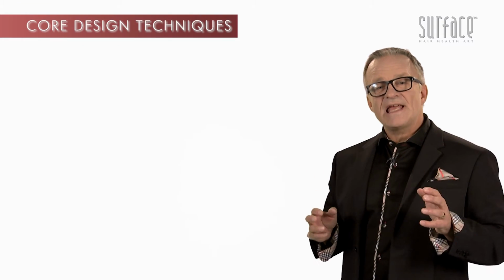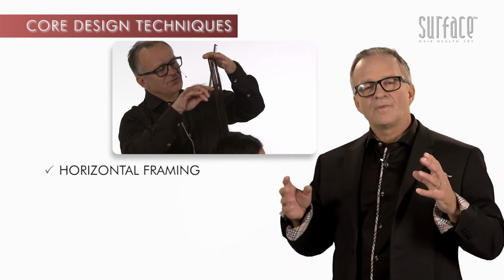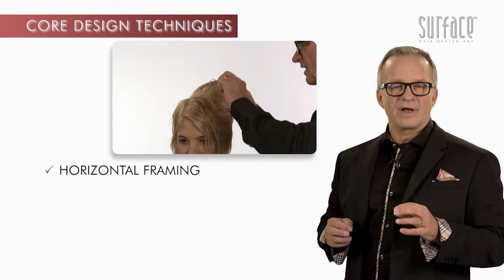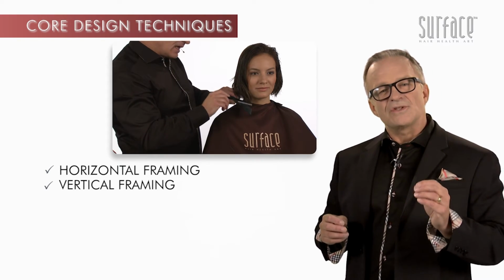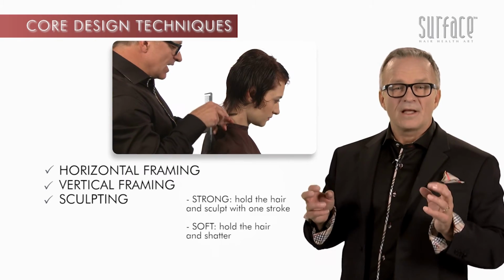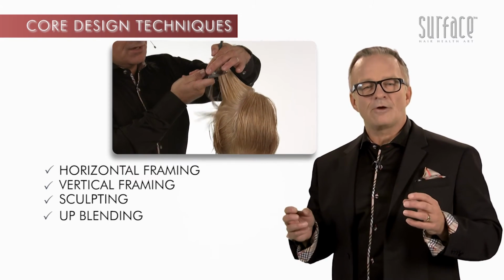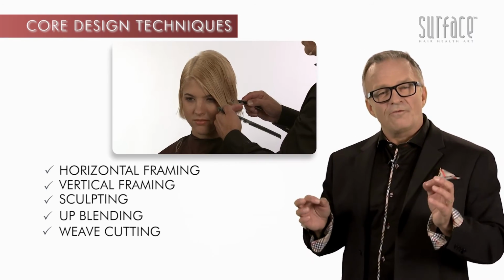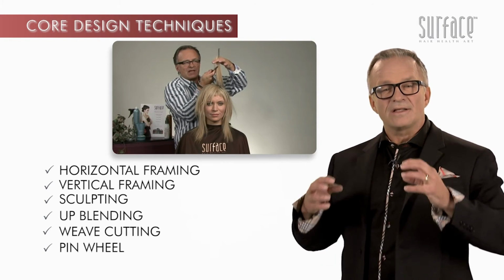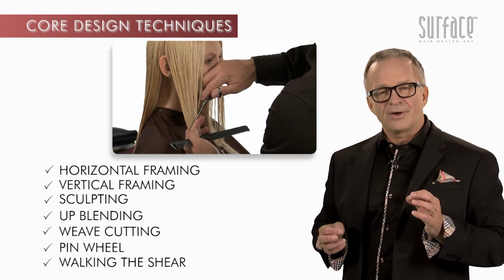7 core design techniques are: horizontal framing for volume and lift. For shorter length, you may choose to roll the razor for a horizontal frame. Vertical framing for separation, removing weight and collapse. Sculpting for defined separation. Upblending for a rounder crown. Weave cutting for uniform separation. A pinwheel for an invisible layer lift on the crown. Walking the shear for a blunter layer.